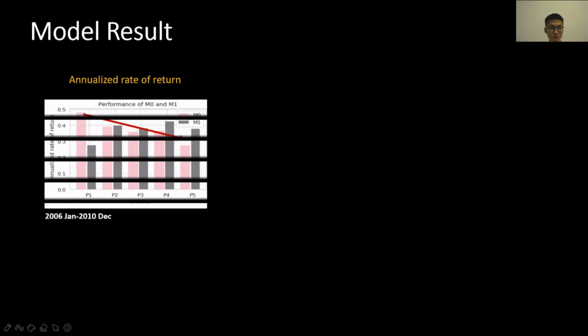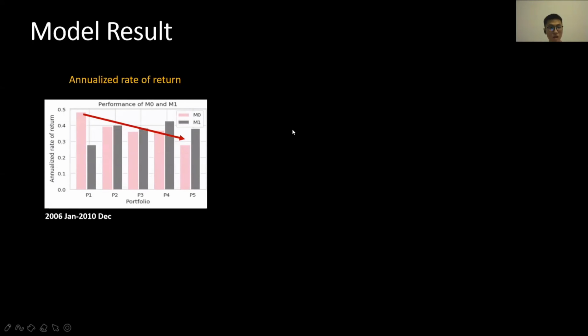Next, I will explain the effect of the original factors M0 and M1. We sorted the stocks according to M0 and M1 and divided the stocks into 5 groups, from group 1 to group 5. From this picture, we can see that the return of the portfolio gradually decreases with the decrease of M0, and then it increases with the decrease of M1. But the influence of M1 is not so obvious, and the influence of M0 is really obvious.